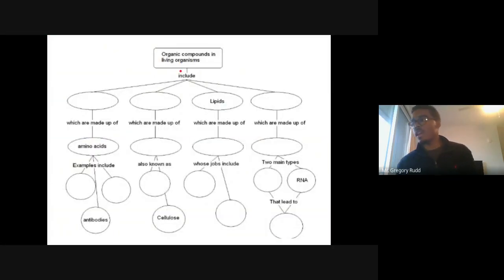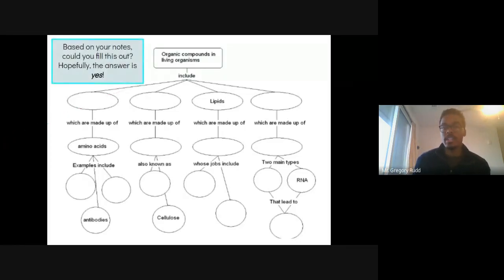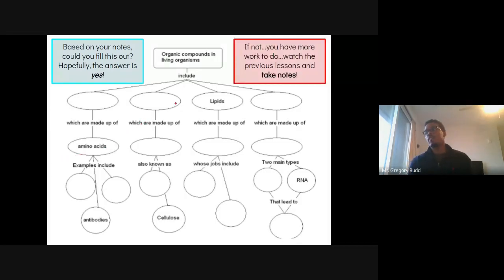So this is what I was talking about, the mind map that you all might consider including. It just provides a different look at things, another way to represent this information. Based on the information that we have in our notes at this point, you should be able to answer and fill in this chart. You should be able to.